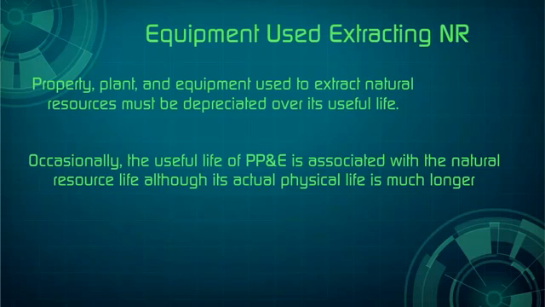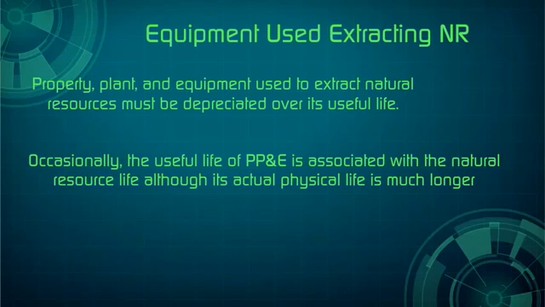Property, plant, and equipment used to extract natural resources must be depreciated over its useful life. Sometimes the useful life of such property, plant, and equipment is tied directly to the natural resource life, even though its actual physical life is much longer. For example, if a train track is built into a mine, the track is no longer required once the mine closes, even though it could still be used to carry a train for a much longer period. As a result, the track would be depreciated over the life of the mine.